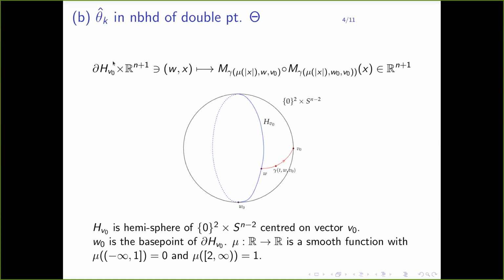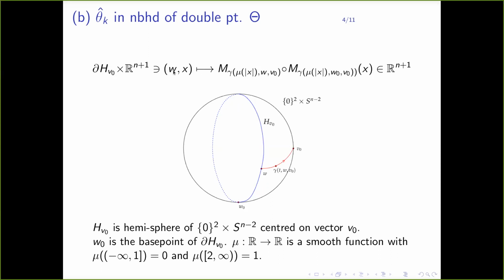So I've got this sphere, HV0. So there's an n minus 2 sphere, right? That's the unit sphere, orthogonal to the tangent spaces at the double point. I've chosen a base point V0, I think I described that here. Yeah, that's a base point V0 for that sphere. And I've chosen a base point for the boundary of its hemisphere in that sphere. And so that boundary of the hemisphere is parametrizing the family of diffeomorphisms.